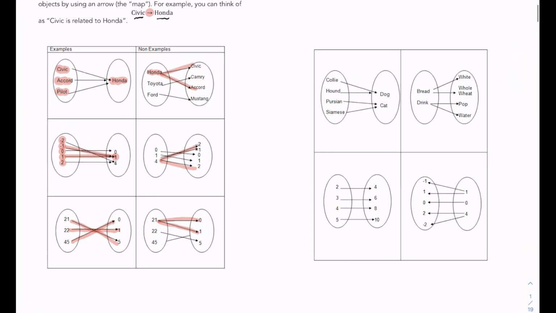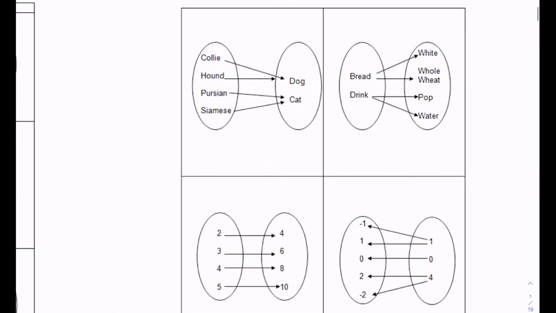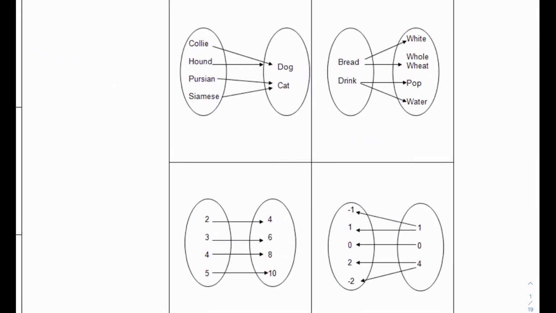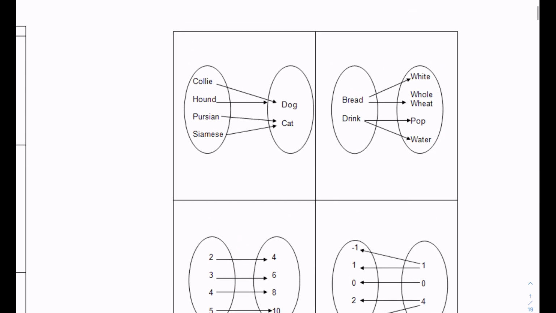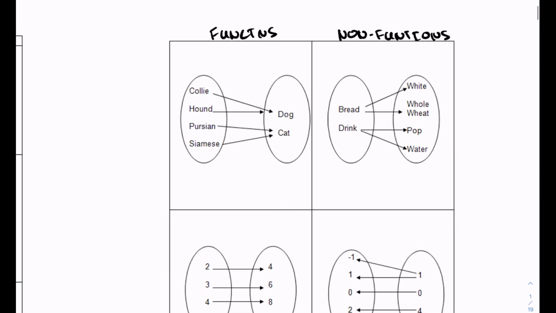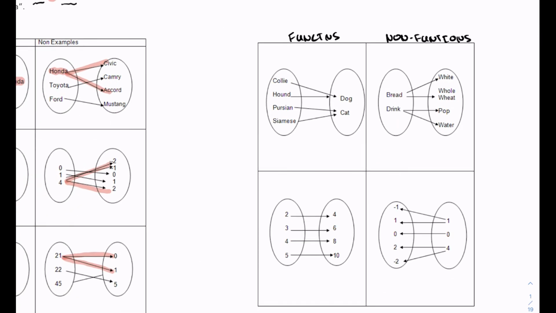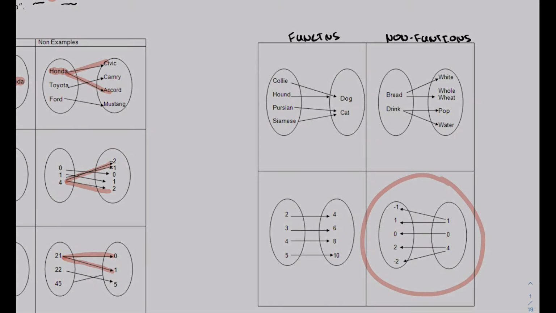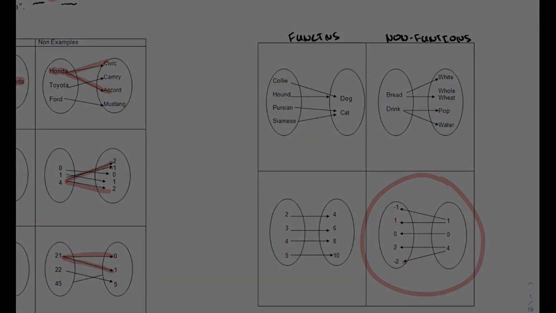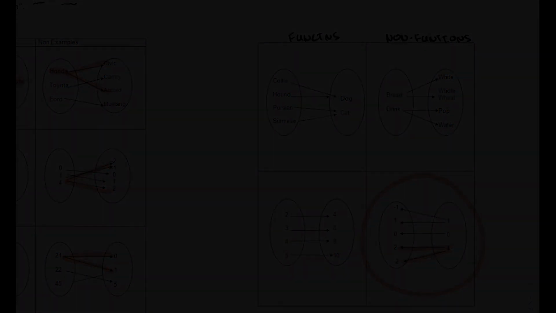And you can look at the ones over here on the right-hand side. All of these in this column are functions, and all of these in this column are non-functions, or not functions. By the way, you might want to notice that the last one over here goes the opposite way, but still the same idea holds. You can't have one number going to two separate things.